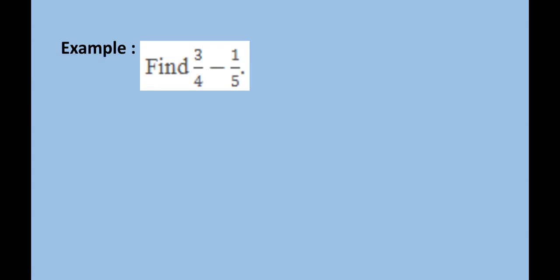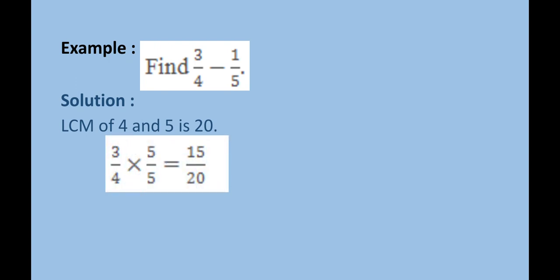So here is an example, 3 by 4 minus 1 by 5. We have to find 3 by 4 minus 1 by 5. In the first step we find the LCM. The LCM of 4 and 5 is 4 times 5, which is 20. Next step, we convert each fraction into its equivalent fraction having the LCM as denominator. That means here we have to convert to 20.